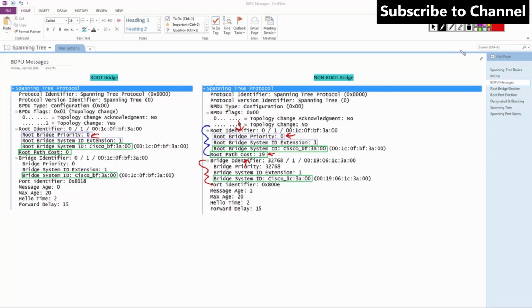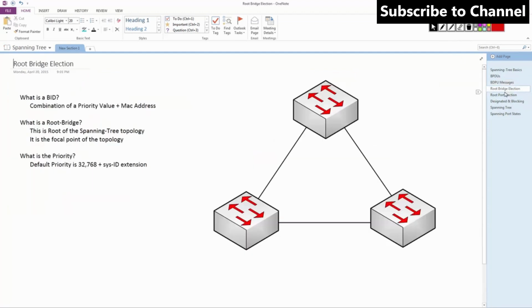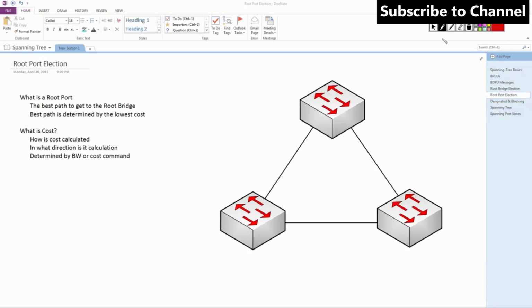Well, if I had multiple paths to the root bridge, and each one of those paths is going to have its own cost, how am I going to decide what's the best path to the root bridge? The one with the lowest cost. Spanning tree uses what is called cost to make its decisions of its elections and who's going to be the forwarding port, designated port, and so on and so on. So cost is nothing more than a number. Okay. So how is that number defined?